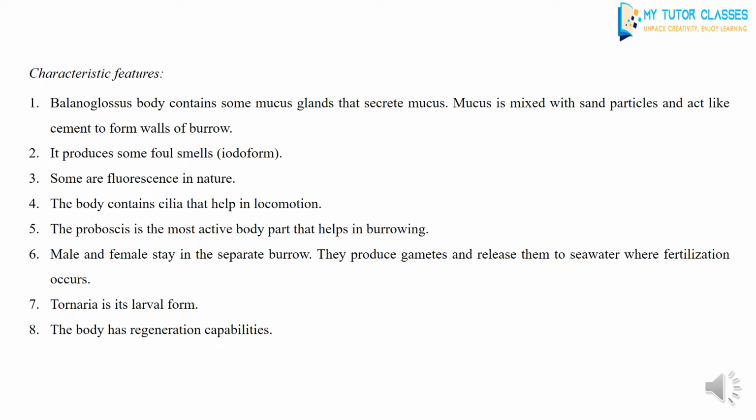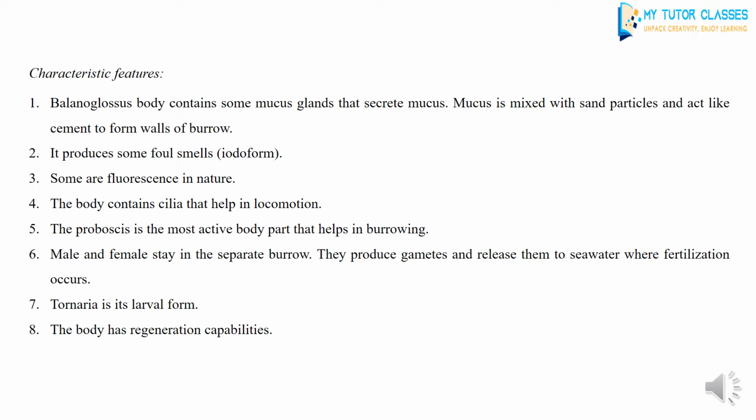Let's discuss some of the common features. The Balanoglossus body contains mucus glands that secrete mucus, which we previously discussed in our last class, as the Hemichordate epidermal lining contains mucus glands. This mucus is mixed with sand particles and acts like cement to form the walls of the burrow. It also produces foul smells to keep other organisms away from the burrow, acting as a safety mechanism. Some are fluorescent in nature.